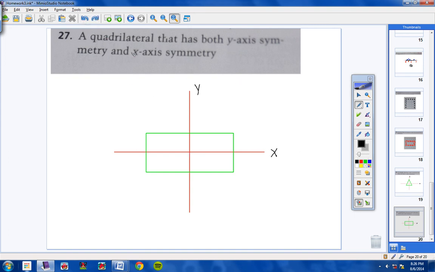Let me prove that to you, okay? If I were to fold this rectangle right on that black line, would not this part of the rectangle here fall right on top of this part over here? Sure it would. And if I were to draw a vertical line right here, which is the y-axis, and I were to fold this rectangle right on the black line, would not this side of the rectangle over here fall right on this side over here? Sure it would. So I have y-axis symmetry, or we call it vertical line symmetry, same thing. And so we satisfied the description. They wanted us to draw a quadrilateral that had both y-axis and x-axis symmetry, and we've done that, okay?